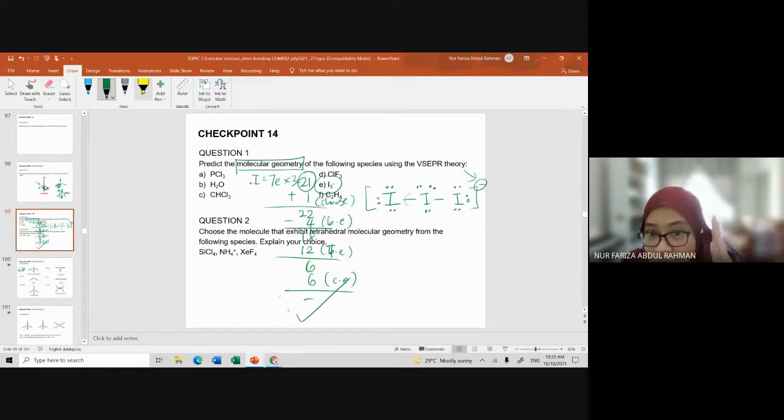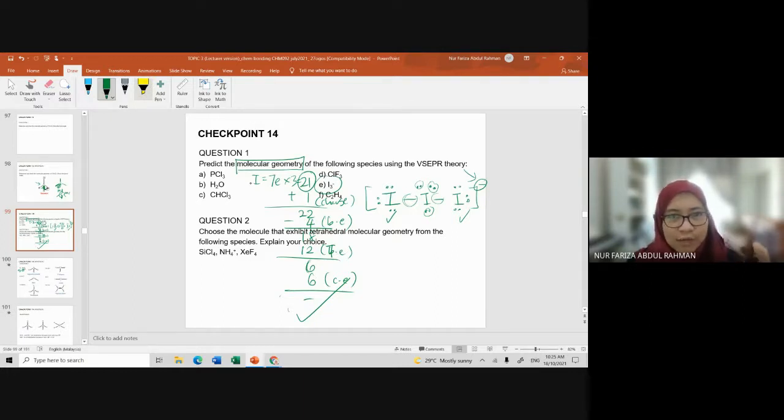Check dulu. Lupa nak check the octet. So this iodine is now octet, the terminal one. And the center, as you can see, it is more than octet because it has 1, 2, 3, 4, 5, 5 times 2 is equal to 10 electrons. So it's okay because iodine is considered as expanded octet. Let it be. Jangan panik pula.